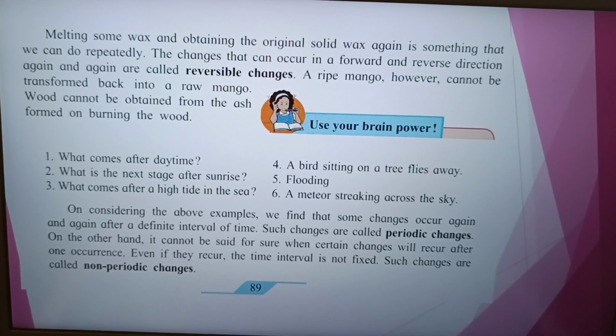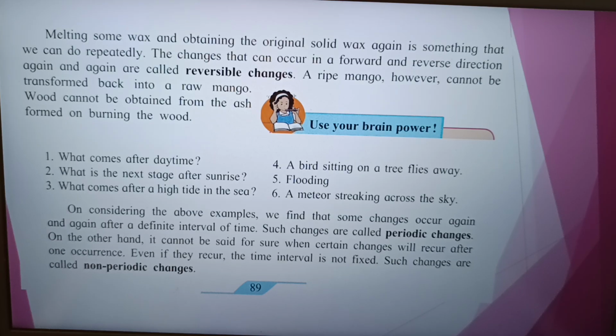They are teaching us reversible change. You can see in the bold it is given reversible changes. Yes, so what is this type of change? For example, melting some wax and obtaining the original solid wax again is something that we can do repeatedly. So the changes that occur in a forward and reverse direction again and again are called reversible changes.